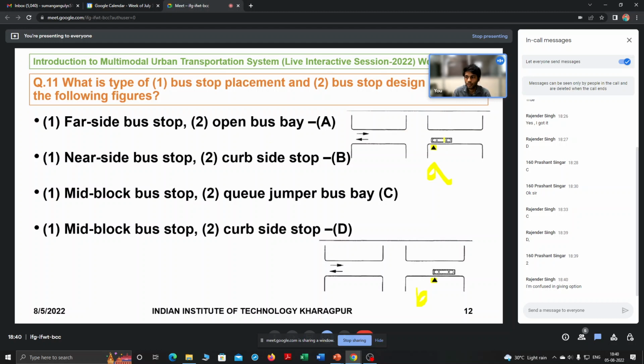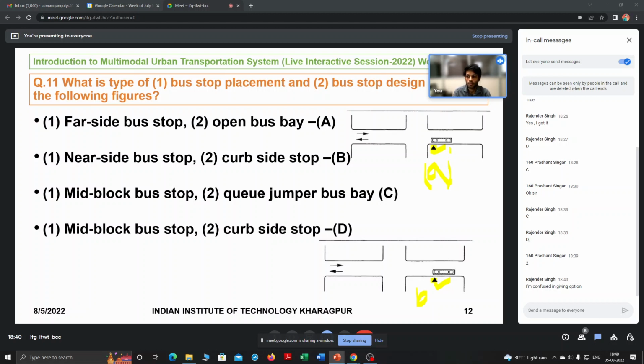No, you are confused maybe. So first is the bus stop's placement, right? So where the bus stop is placed? So bus stop is placed here, and bus stop is placed here, right? So for bus stop placements there are two answers, and for bus stop design there are two answers. So maybe let me simplify for you. So maybe you tell me the bus stop placement for this scenario. Is it near side, far side or mid?